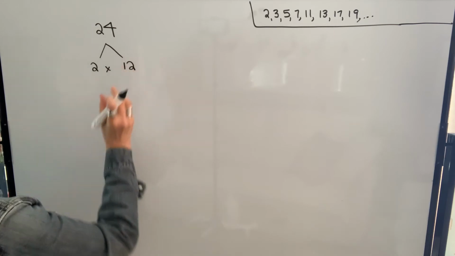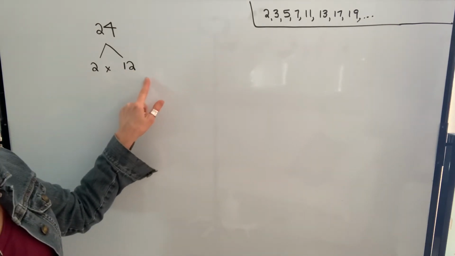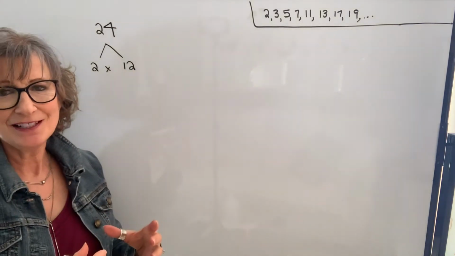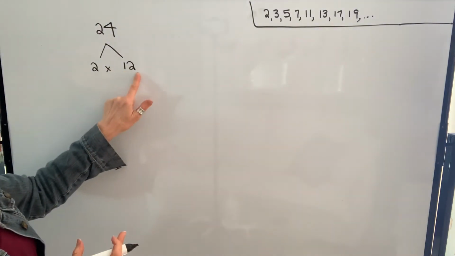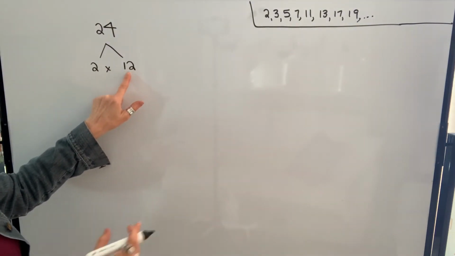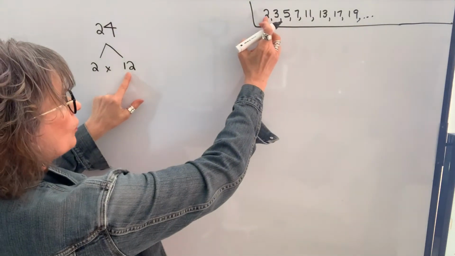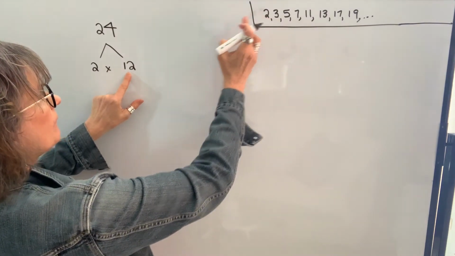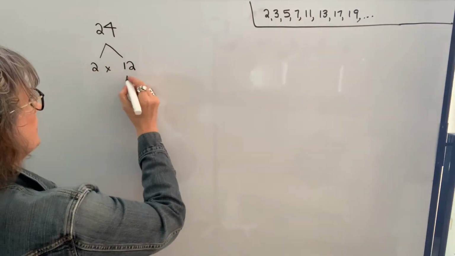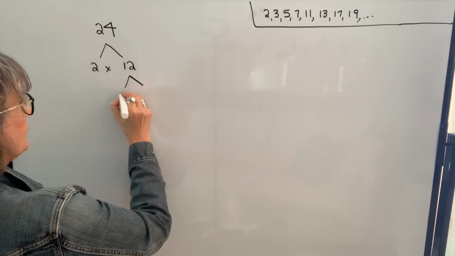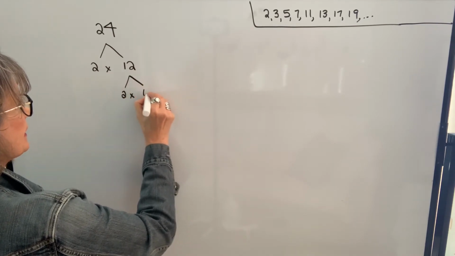Then I look at my other factor. If this is a prime number, I'm done. If it isn't, I do the same process with this next number. I start usually with the lowest prime number and see if that's a factor of 12. It is. So I write 12 as 2 times 6.